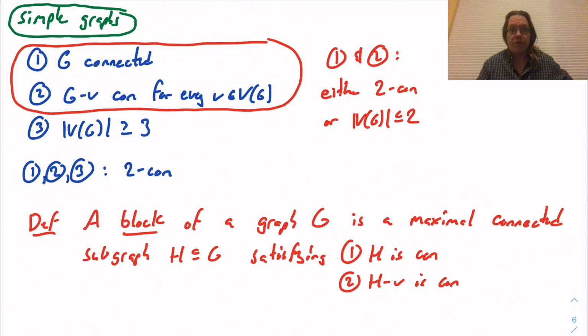Now, what we're going to be doing with our graphs is we're going to be interested in subgraphs that have these first two properties. So I'm going to give you a graph G, and we're going to define a block of G to be a maximal connected subgraph with the feature that it stays connected when you delete a vertex from it.